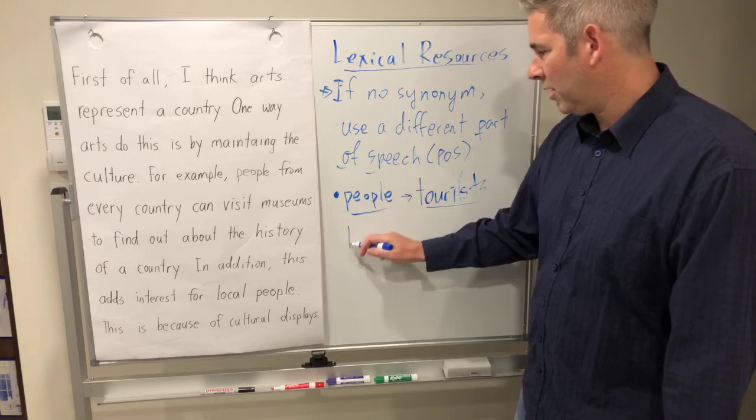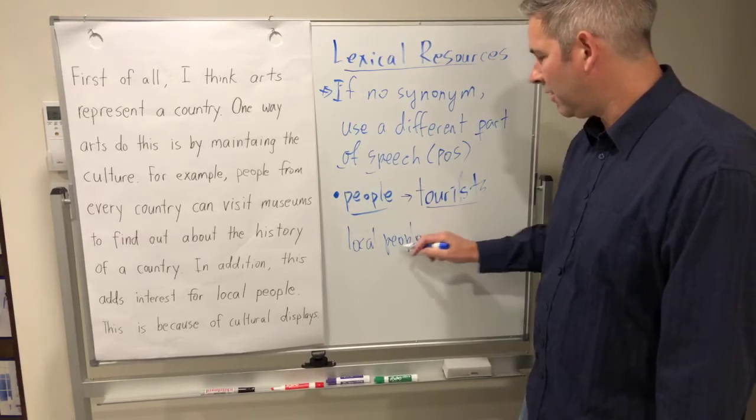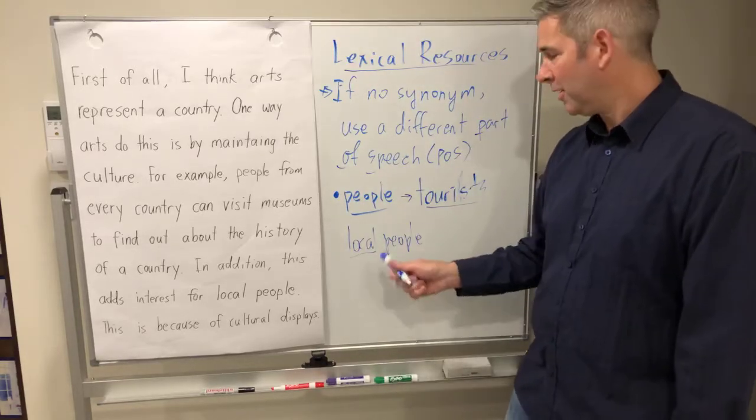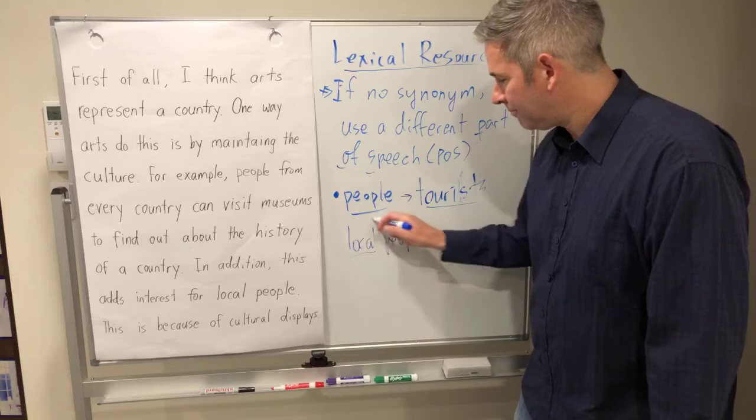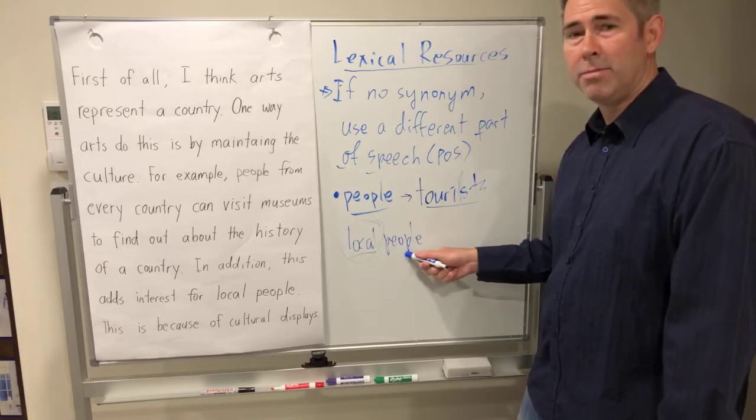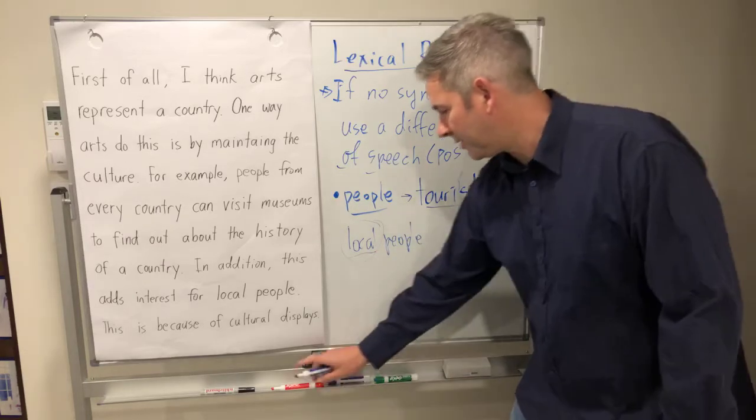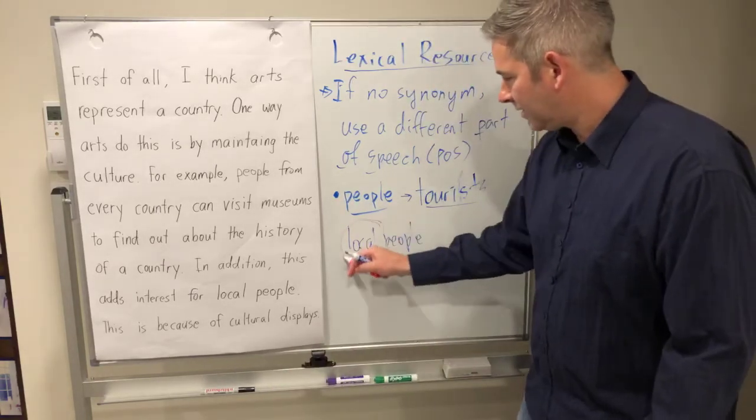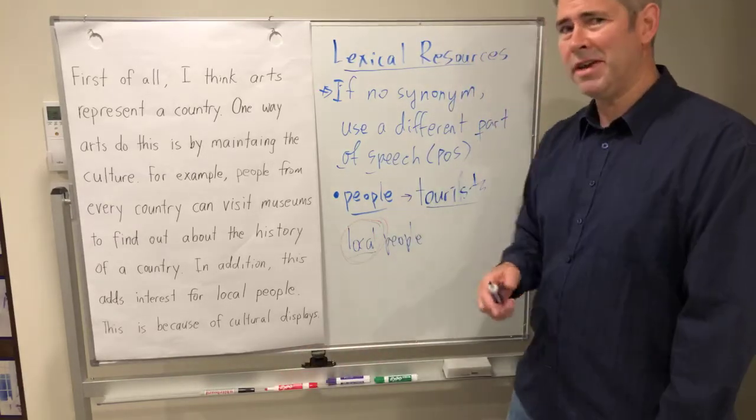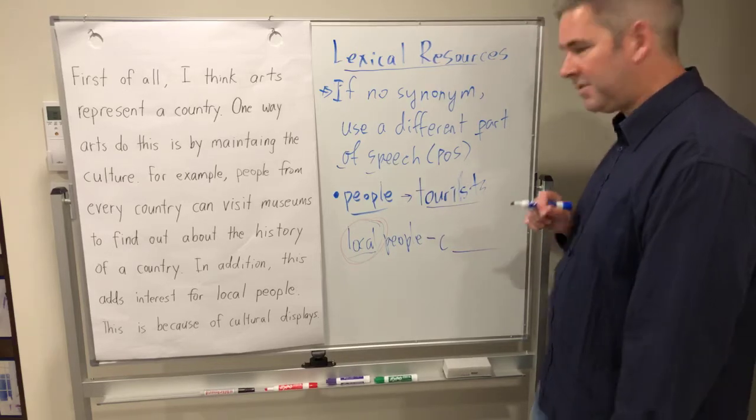So, local people. Now I would say though that the fact that the student has used an adjective before people, that's not bad. At least they're taking the opportunity to use more vocabulary. I'll just use red to circle that, which in this case, the extra vocabulary is the adjective, but I think there's another way of saying local people, and it begins with C.